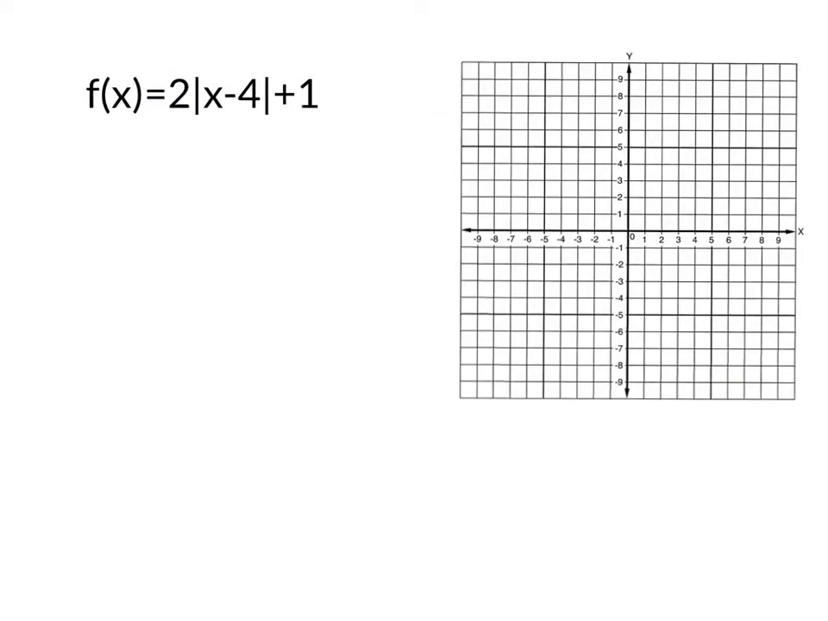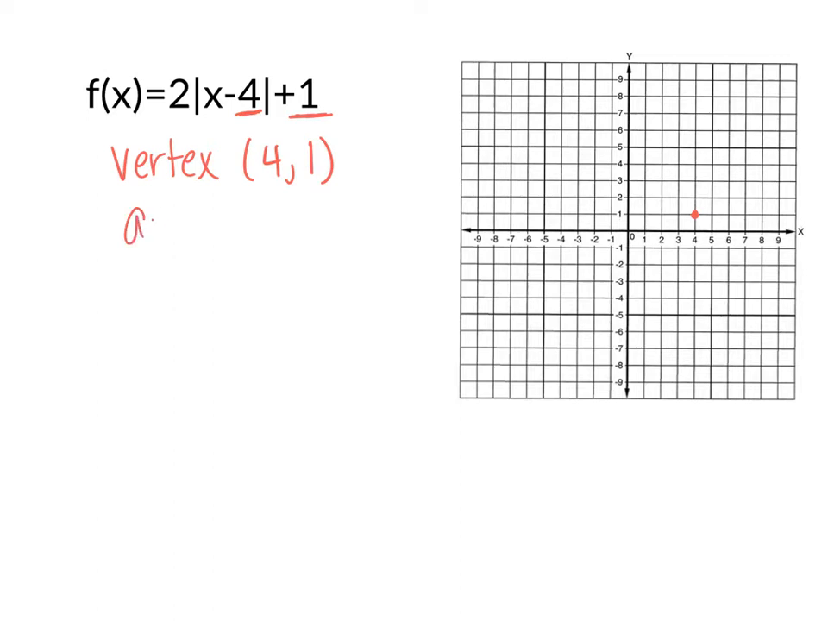So our first example is f of x equals 2 times the absolute value of x minus 4 plus 1. We're going to identify the vertex h comma k. So 4 comma 1. Remember, it says minus h, so what I'm subtracting is the positive 4, and that's why my vertex is at positive 4, 1. And we're going to put it on my graph, positive 4, 1.